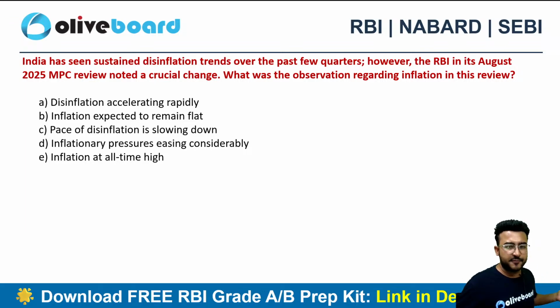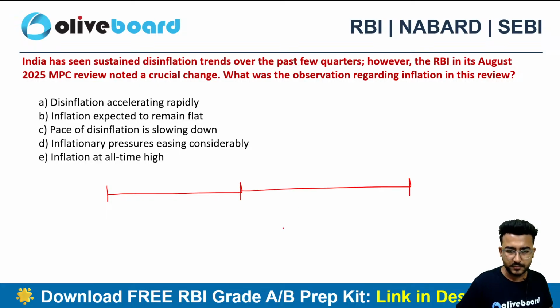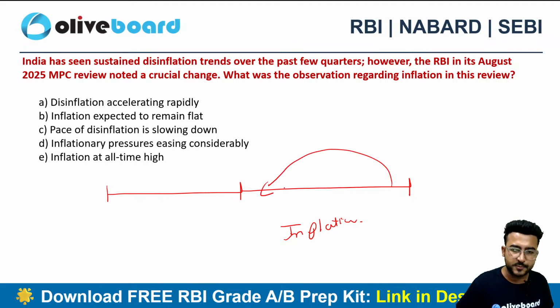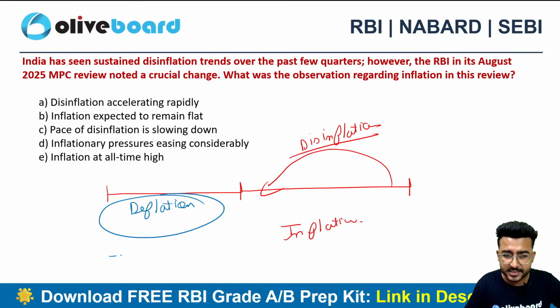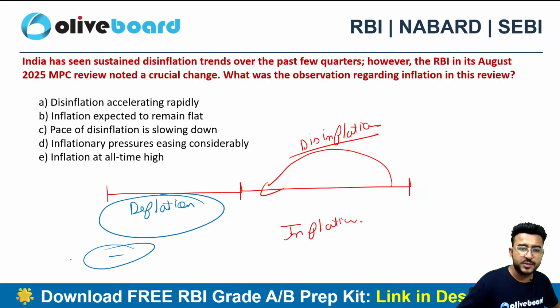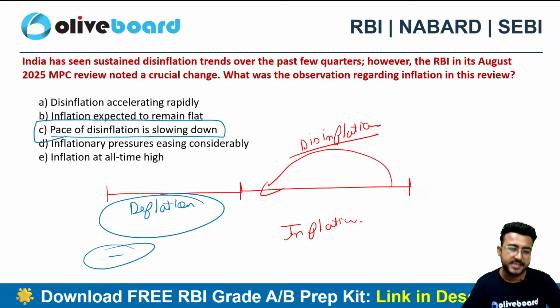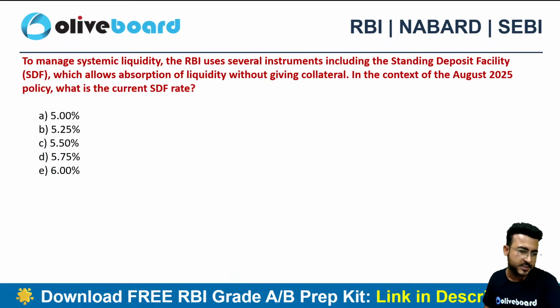Acha, tell me the trend of disinflation as of now, right? Earlier we used to be in inflation. This is the territory of inflation. There was a high inflation earlier, but we were successfully able to manage it. So as of now, we are in a stage of disinflation, right? We have even seen deflation in food, right? If you guys remember, we have even seen deflation, that means negative rates, right? So here the pace of disinflation is slowing down. Earlier you were able to disinflate the prices quite aggressively, but now the pace is slowing down. Option C is correct. Okay.